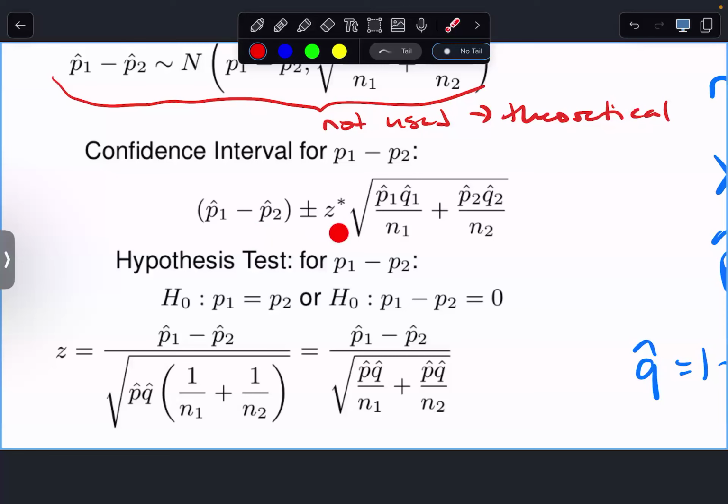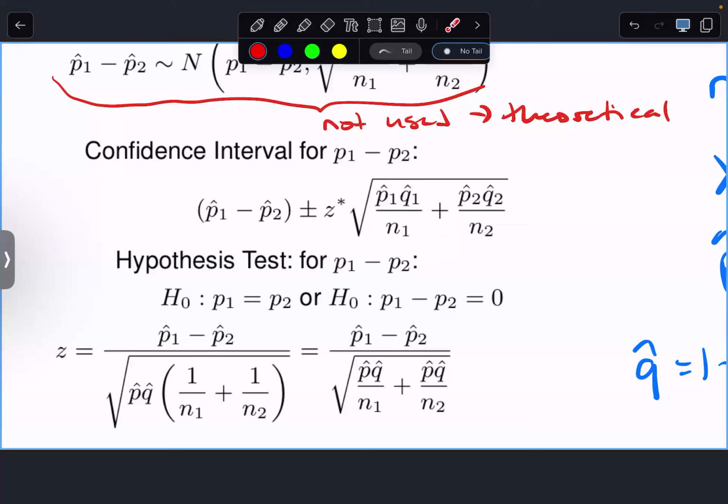Plus minus Z star, that's nice. We know how to find Z star. It's the exact same as before. So we use the t-table, the z star line on the t-table, right? We know how to find that. So that's really nice. And then, although kind of clunky, this isn't that bad, right?